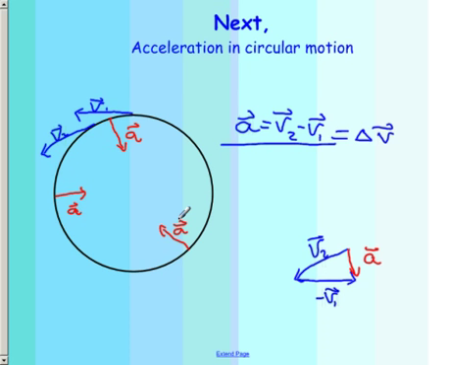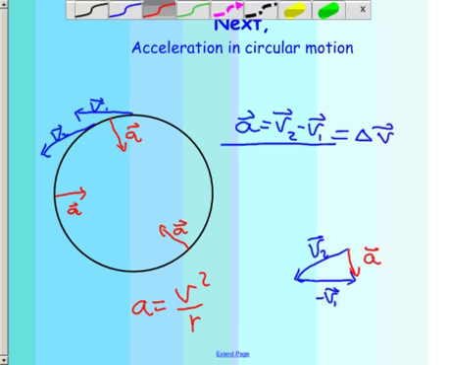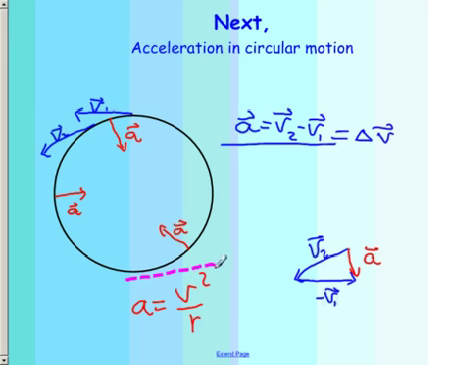Now, one more thing with acceleration. Okay? The magnitude of the acceleration. Now, I could do some algebra and stuff, but I'm not going to. I'm just going to hand you this. I don't often do that. The size of the acceleration equals v squared over r. Okay? So, let's put a box around that one. Acceleration equals v squared over r.